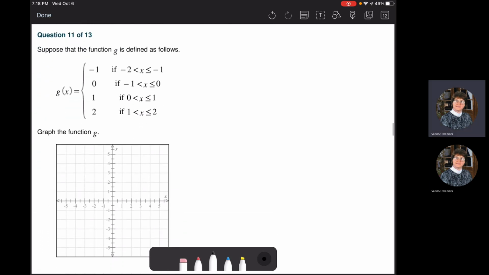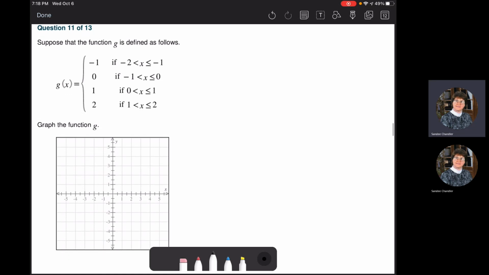All right, this is fun. We have a g function such that g of x equals -1 if x is between -2 and -1, including -1. We've got the equal sign on that, less than or equal to. So that's including. g is 0 if x is between -1 and 0, including the 0, because it's got the equal sign on it.